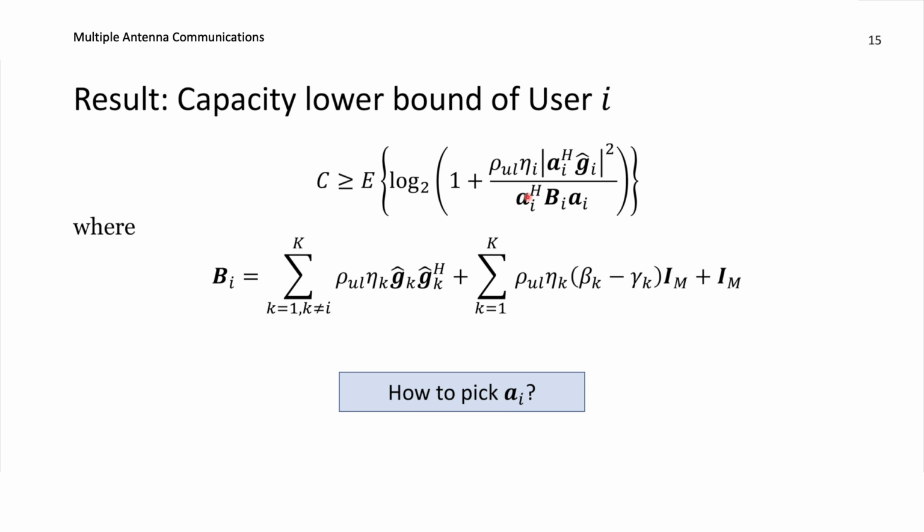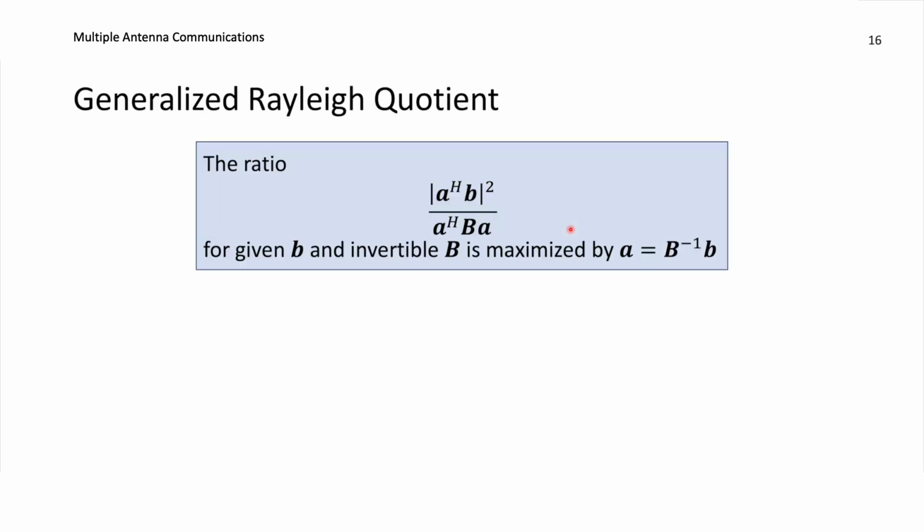So how do we pick a_i to optimize something like this? Well, this term here has a particular structure that is known in mathematics as a Rayleigh quotient or generalized Rayleigh quotient. So there's a result saying that when we have a ratio looking like this, we have an inner product between a and b, absolute value squared, divided by a Hermitian capital B times a.